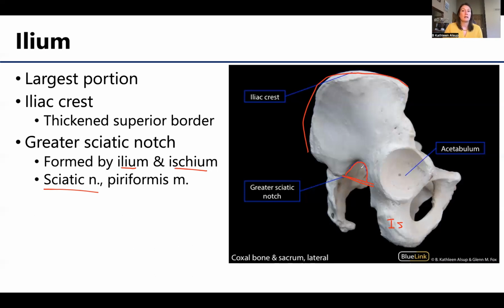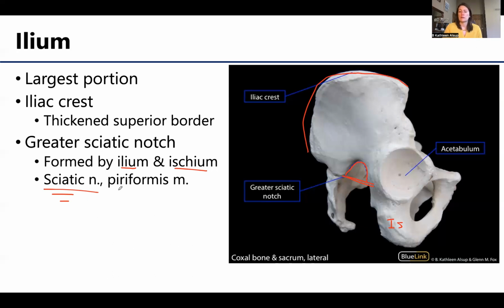It's going to innervate almost all of the muscles associated with the lower limb. Not all of them, but many of them. And so likely you have heard of the sciatic nerve before. You'll also have a muscle referred to as the piriformis that is going to exit through this region as well.